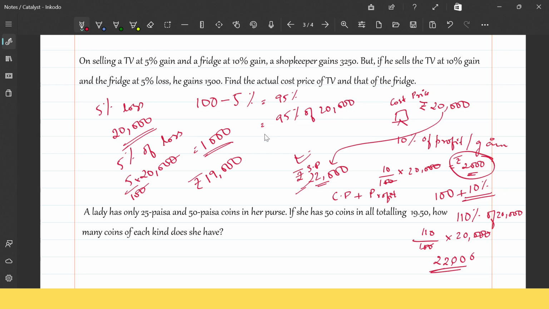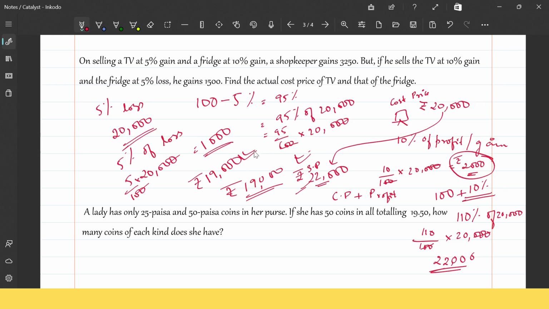Very simple, 95 by 100 into 20,000. Okay, so this you strike off, this you strike off. 95 into 2 comes up to 190. 190 and 2 zeros, 19,000. See, we got it in a single step.